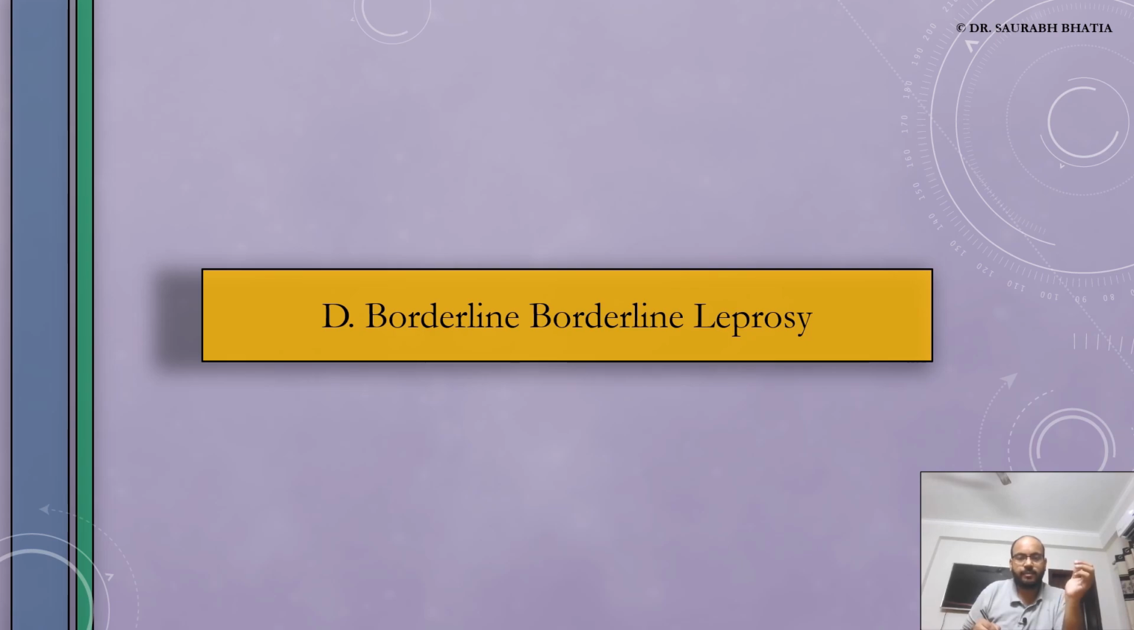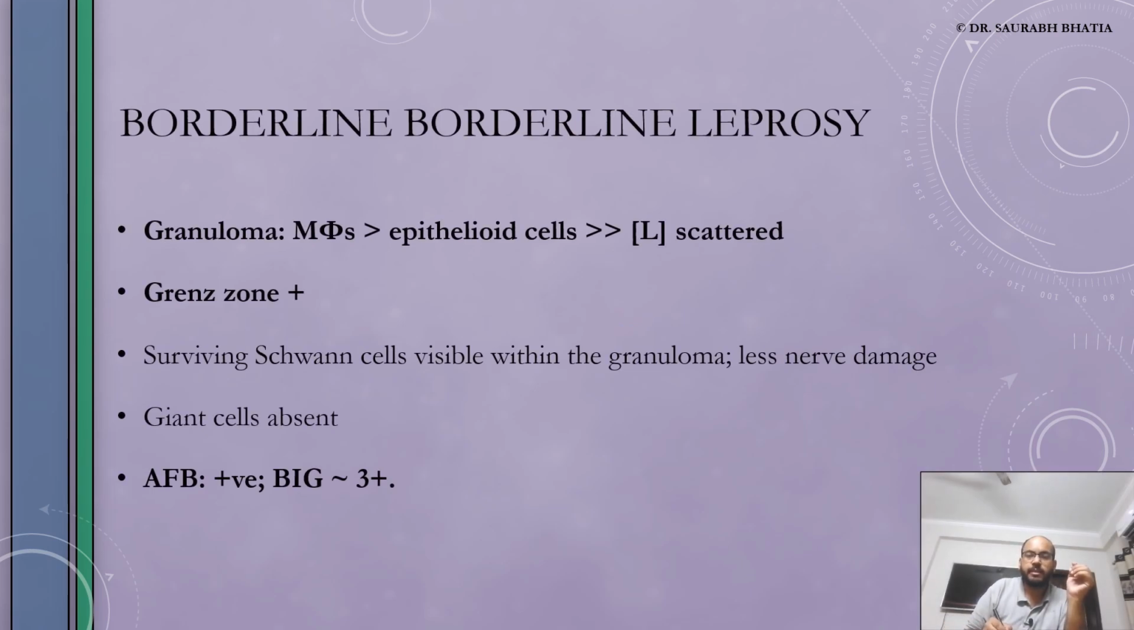Coming to the next aspect, borderline leprosy or BB leprosy. So in BB leprosy, the macrophages are further increased. As we are moving towards the lepromatous pole, the macrophages and epithelioid cells are increasing. The lymphocytes are now scattered. They are few and far between. So lymphocytes are decreasing and macrophages are increasing. And what are macrophages? These are those cells which have not modified to epithelioid cells. So you have macrophages more than epithelioid cells, which are a lot more than lymphocytes.